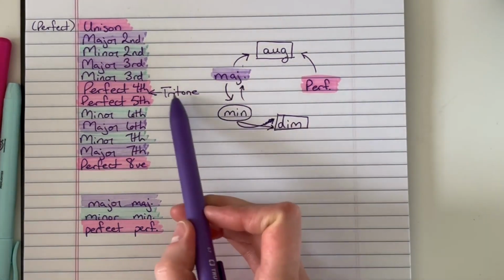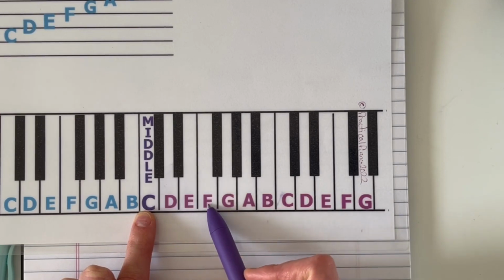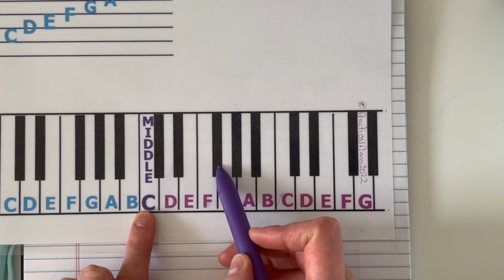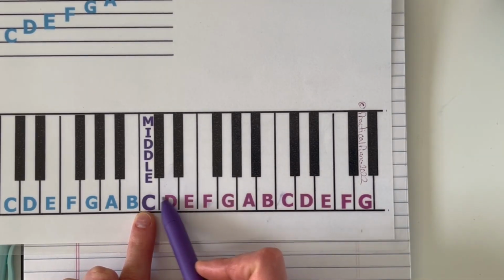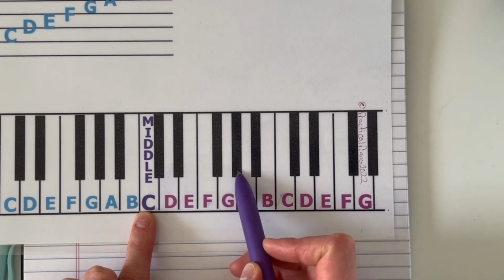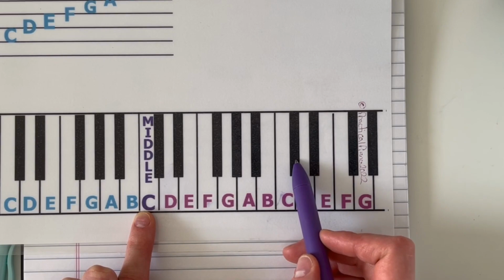Okay, this should be in the list. It's missing. So again, if we make the perfect fourth augmented, we get a tritone. It's also an augmented fourth. If we make the perfect fifth augmented, we have an augmented fifth. Finally, if we have a perfect octave and we make it augmented, we have an augmented octave.